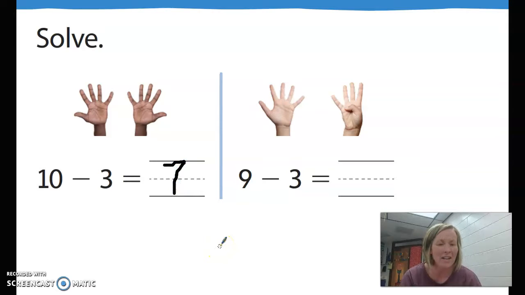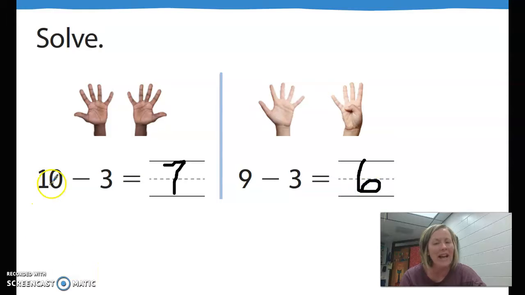Now let's start with 9 take away 3. Hold up 9 fingers. Take away 3. How many do you have left? You're right. There are 6 left.